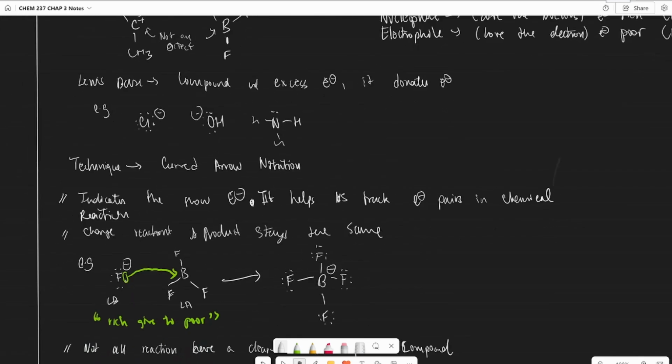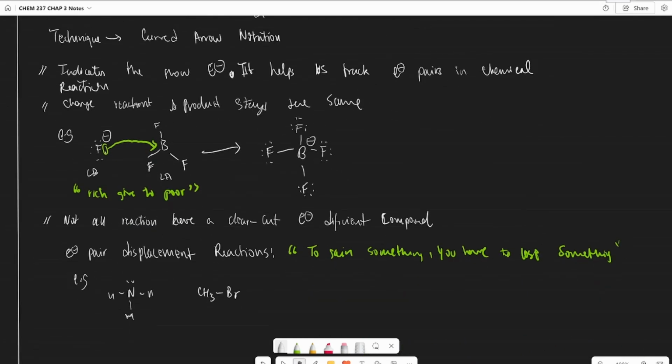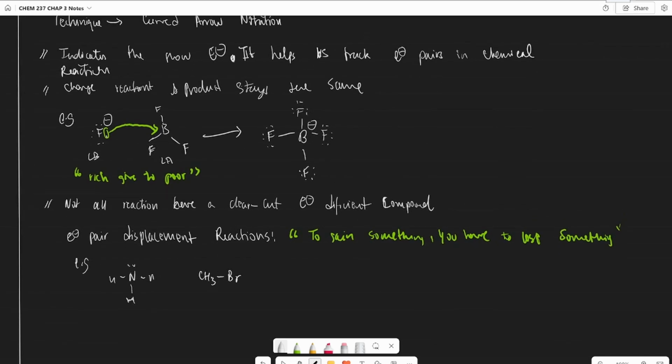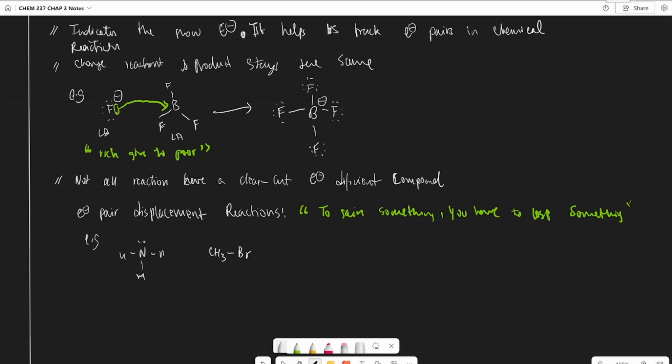So you want what you don't have. These are all life lessons too. I'm not gonna lie. Rich give to the poor, and to gain something, you have to lose something, and you want what you don't have. The grass is greener on the other side. These are all lessons in life, I guess, and they apply really well to organic chemistry as well.